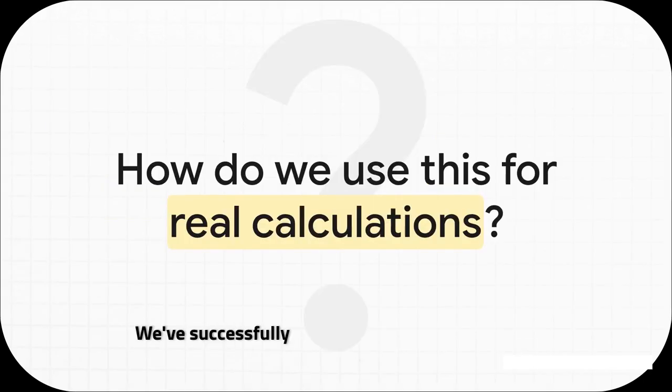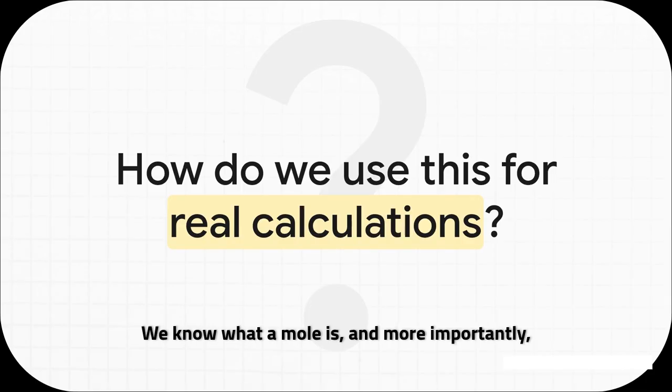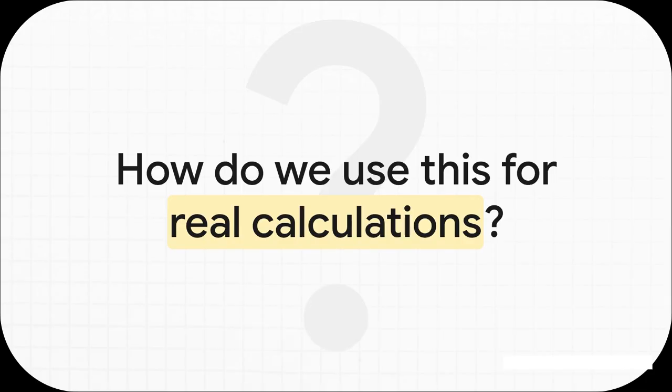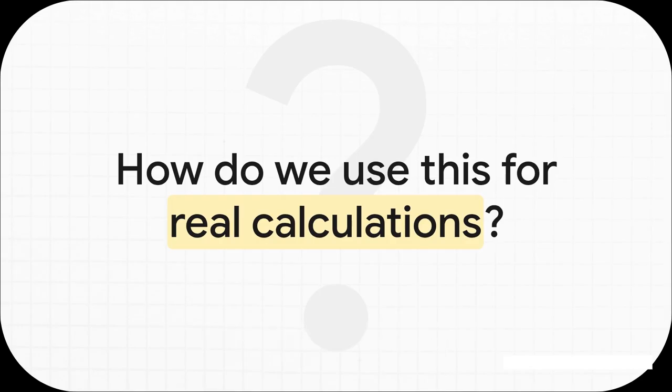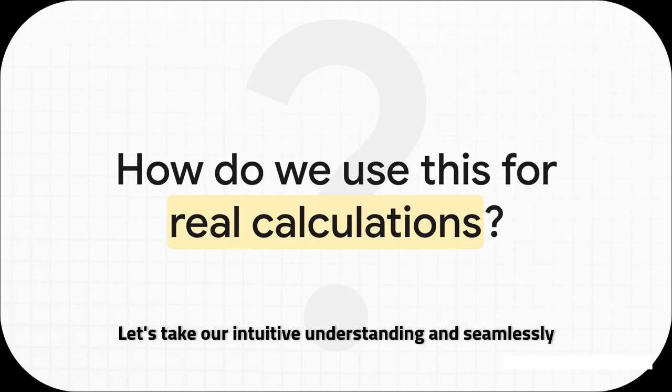So look at that, we've successfully solved the chemist's dilemma. We know what a mole is, and more importantly, we know exactly why it exists, to allow us to weigh out equivalent numbers of completely invisible particles. But how do we actually apply this when we're solving textbook problems or working in a real lab? Let's take our intuitive understanding and seamlessly map it onto some simple mathematical steps.